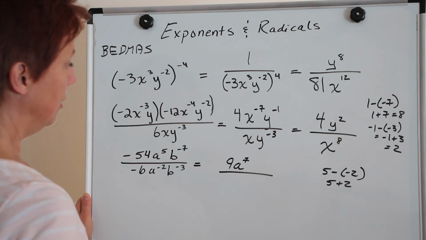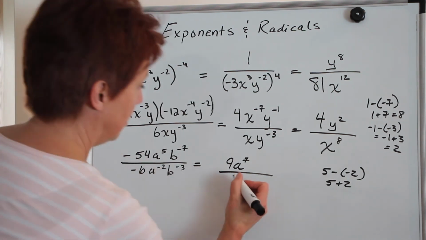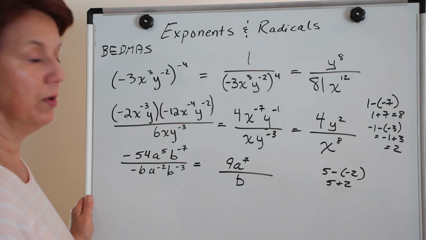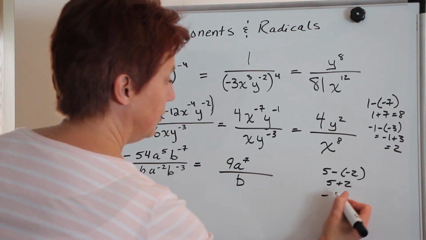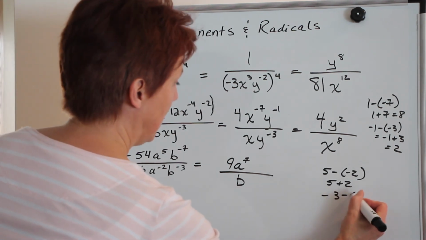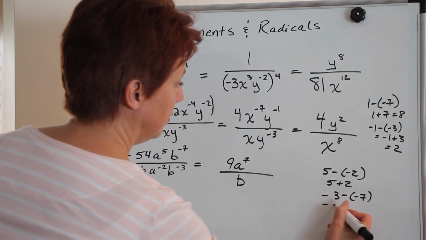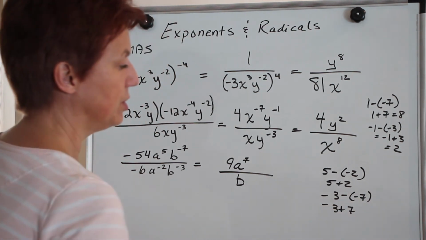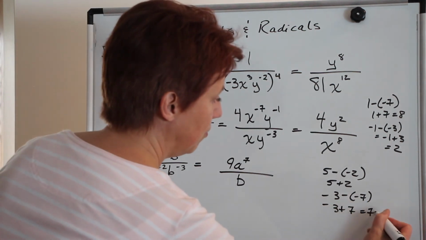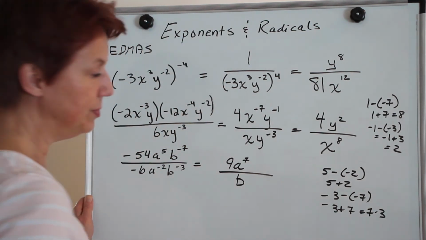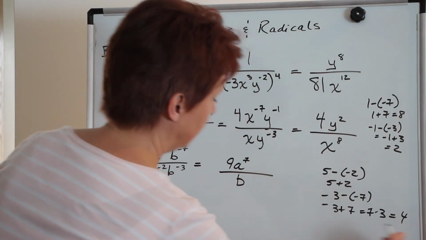The larger exponent on b is in the denominator, so that's where my b is going to go. And here's what I'm doing. I'm doing -3 minus -7, which is -3 plus 7, which is the same as 7 minus 3. Write it out the opposite way if that helps, which is equal to 4.